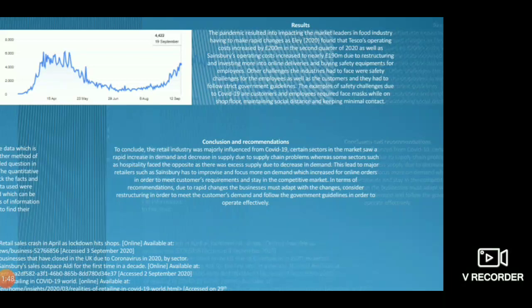So there was an increase in online orders. This was due to customers preferring to stay at home for the safety of themselves and their family. So they started ordering more online so they could get food delivered at home rather than having to go out. In terms of recommendations, due to rapid changes, the business must adapt with the changes.